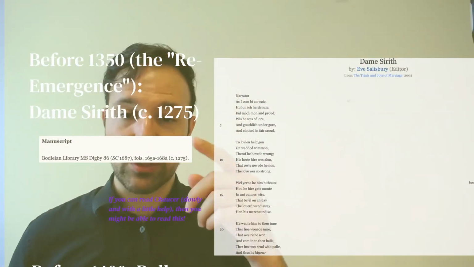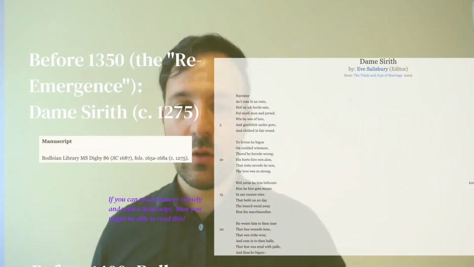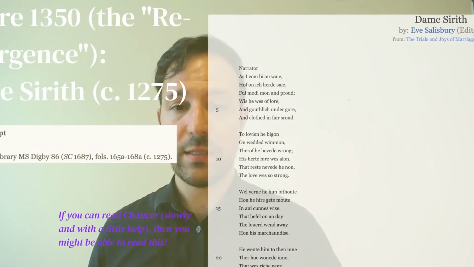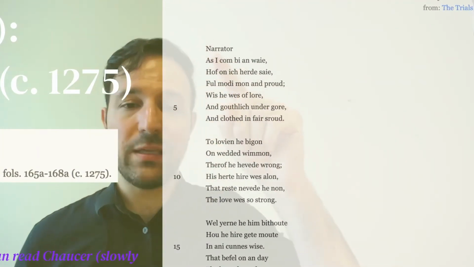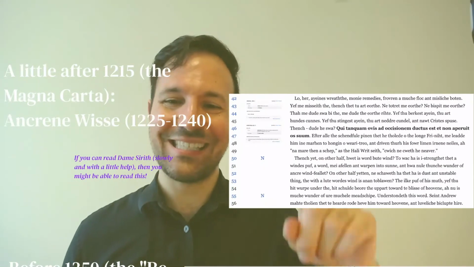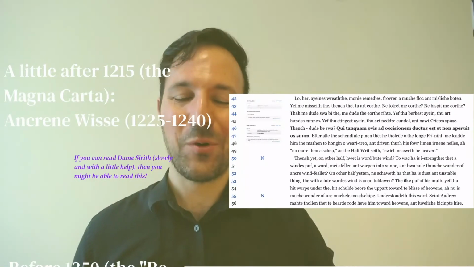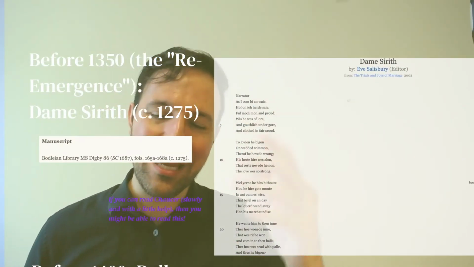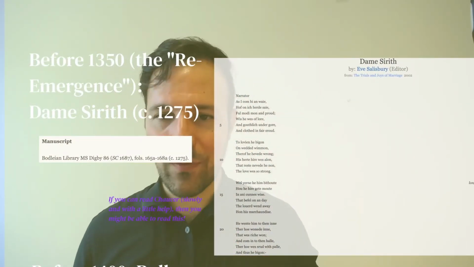If we look at circa 1275, a bit later, we see one example that's even clearer. By the way, going back, I forgot to name the text for that one. This is Ancrene Wisse, 1225 to 1240. We see here Dame Sirith, circa 1275.